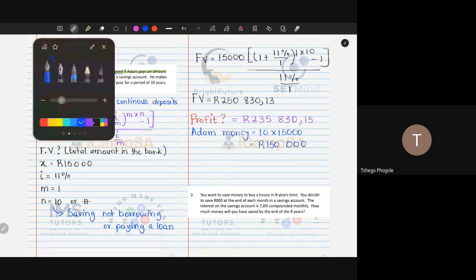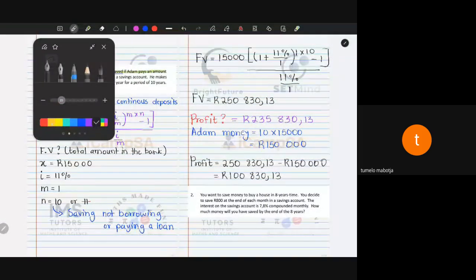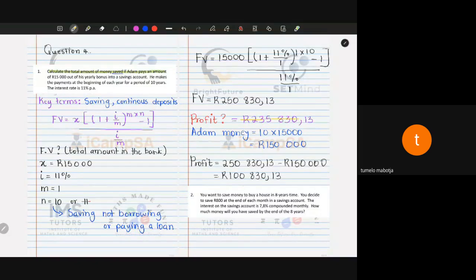So now when we look at profit, we take the difference of what is in the bank at the end of 10 years minus what he collectively put in. So it's 250,830.13 minus 150,000. Please give me the answer. 100,830.13. So does it make sense why that answer was a bit not correct?